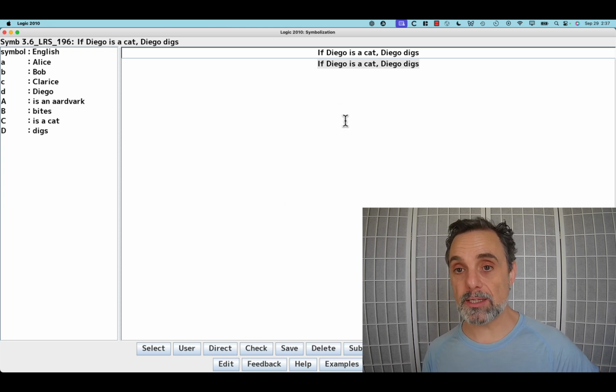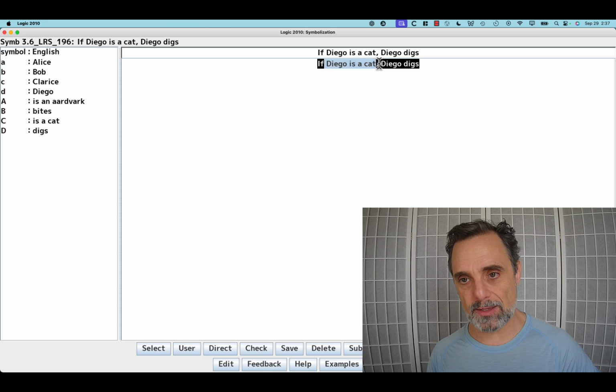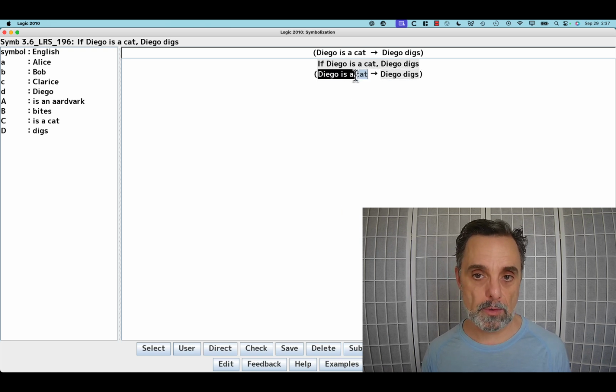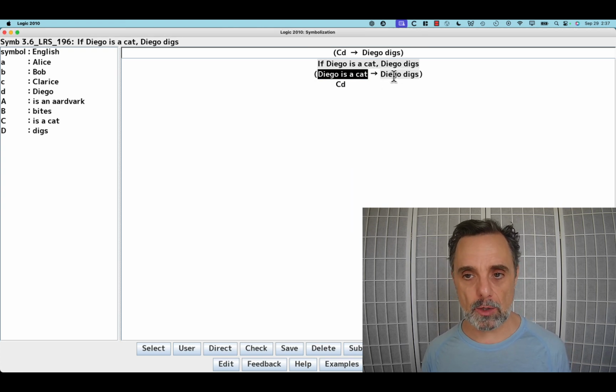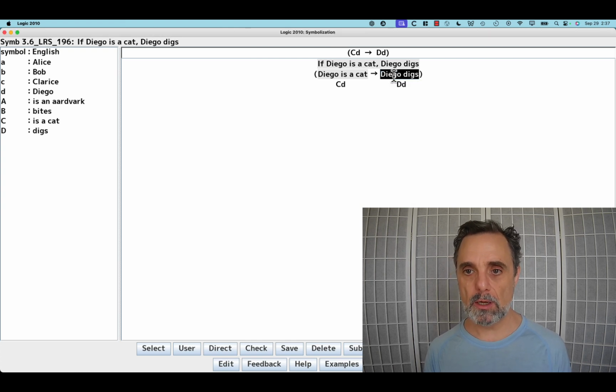If Diego is a cat, Diego digs. So this is a conditional of these with that as antecedent and that as consequent. So let's say that. So we'll put Diego is a cat in the antecedent and Diego digs in the consequent. Diego is a cat. Is a cat is big C. Diego is little d. So we will say big C, little d. Diego digs. That's going to be big D, little d. And we have our answer. And let's just look at one or two more.